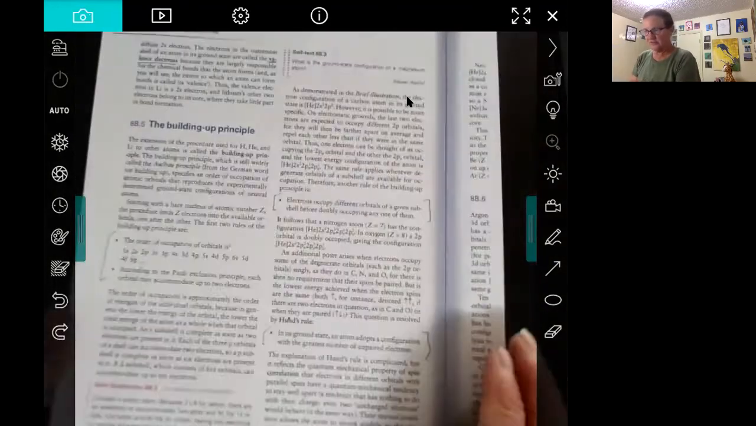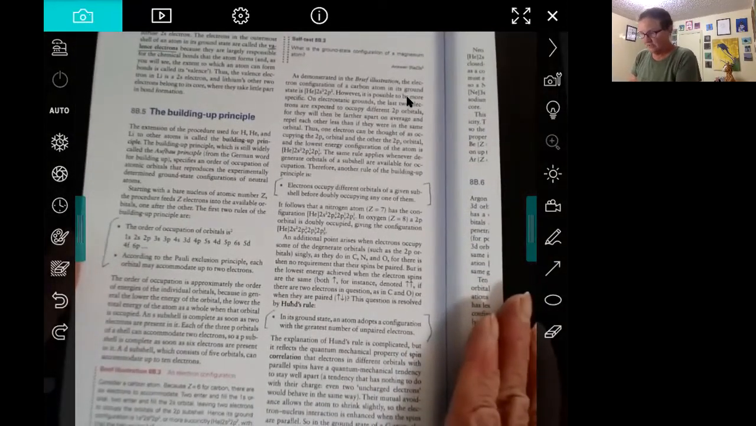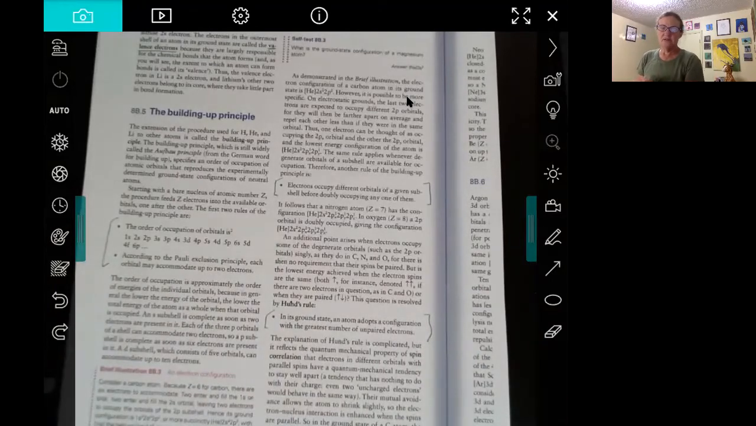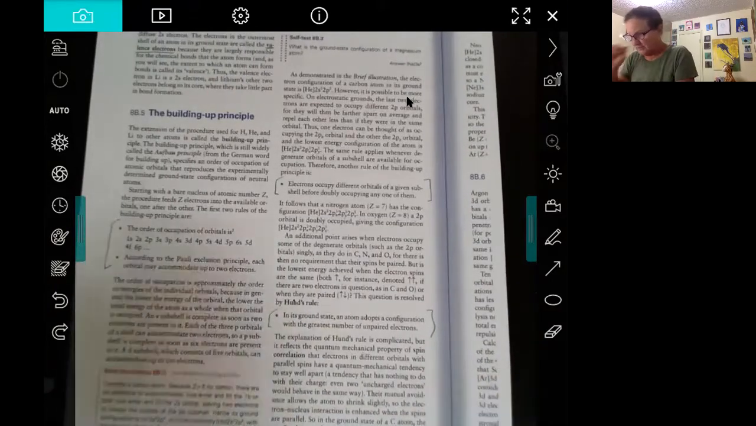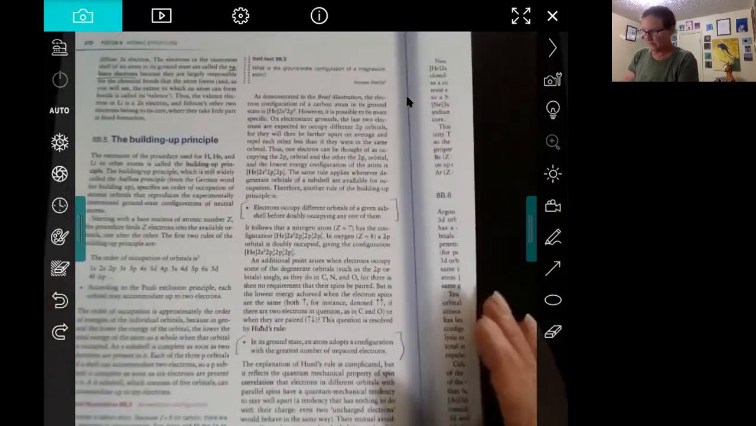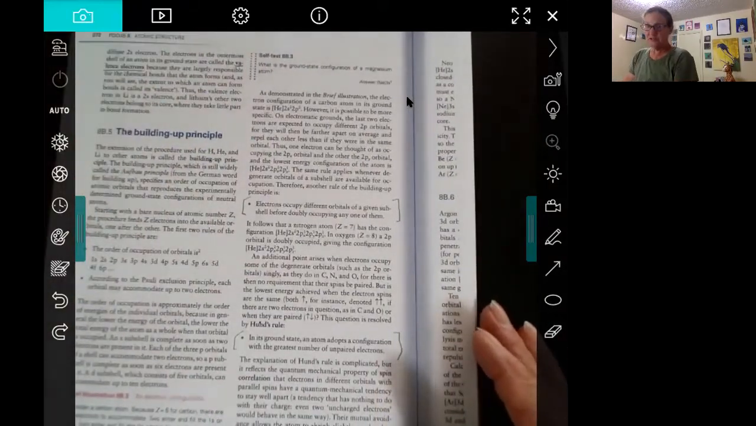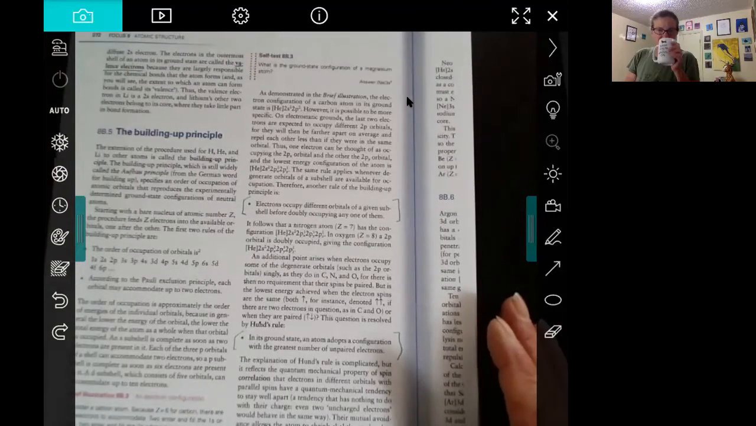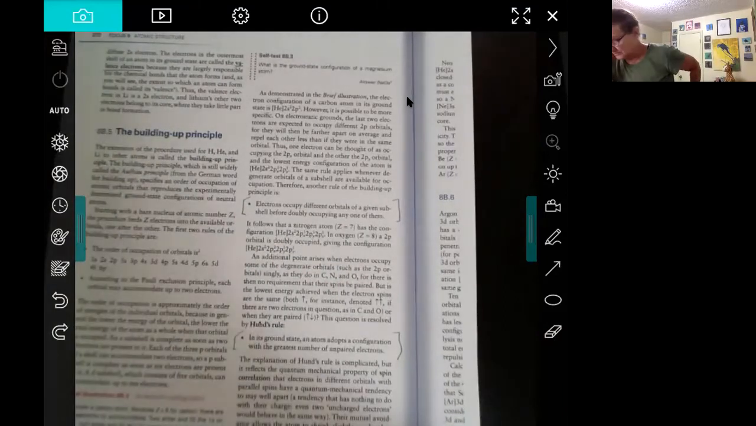So the next concept, which we're very familiar with, is this building up principle, that we fill the orbitals in order of lowest energy, knowing that each orbital can only be occupied by 2 electrons. So it asks us what's the ground state electron configuration of magnesium, and I didn't do that problem, but you should do that. Remind yourself that you haven't forgotten that concept from Chem 107.